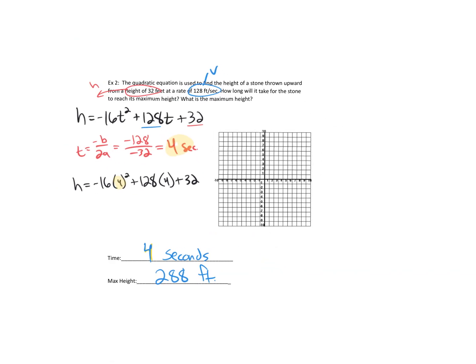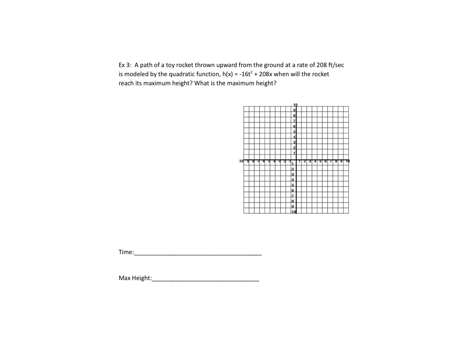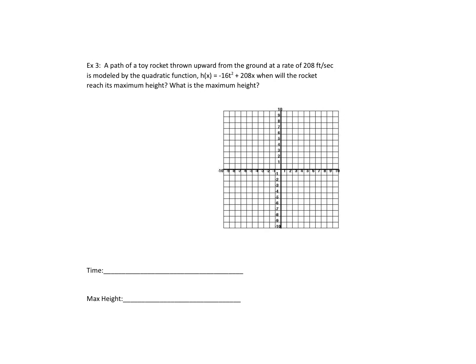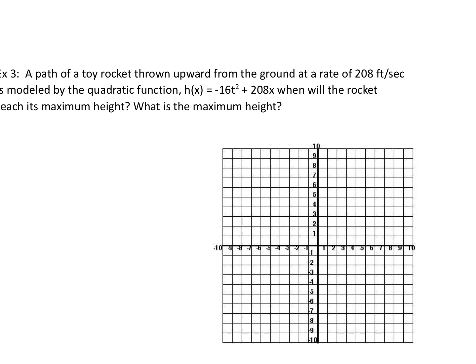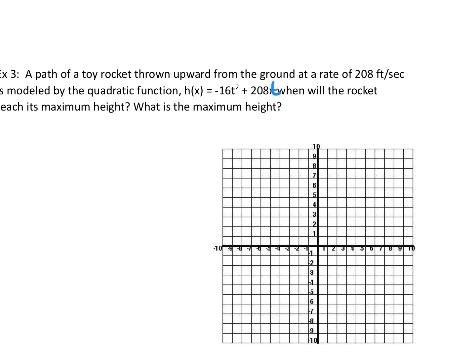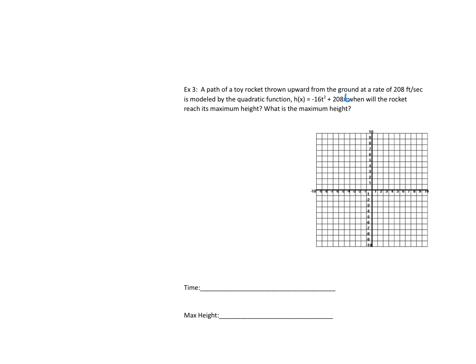Okay, one last problem here. Same idea. It says the path of a toy rocket thrown upward from the ground at a rate of 208 feet per second is modeled by this equation, where h of t equals negative 16t squared plus 208 times t. So when will the rocket reach its maximum height, and what is that maximum height?